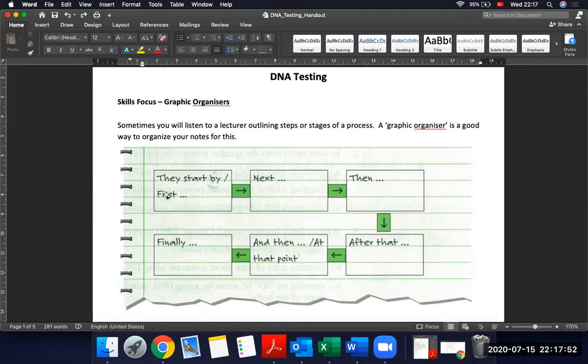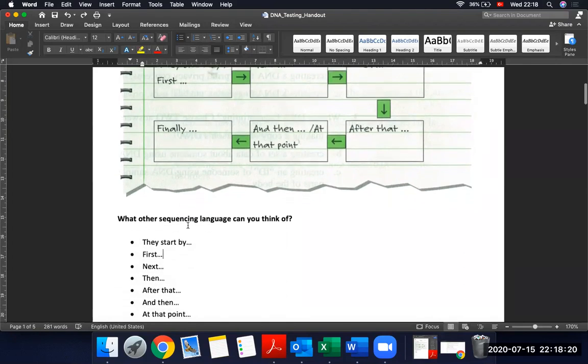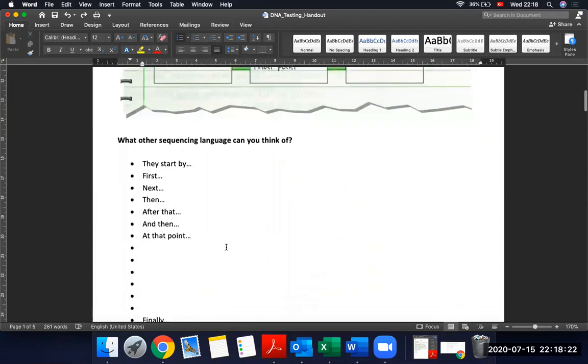It starts with the notes of the beginning of the lecture and continues with the next steps, and it stops here with the last point of the lecture. So here we have: first, next, then, after that, and then, at that point, finally. So these are sequencing language, sequencing words.